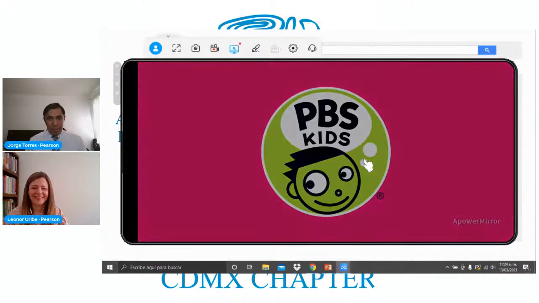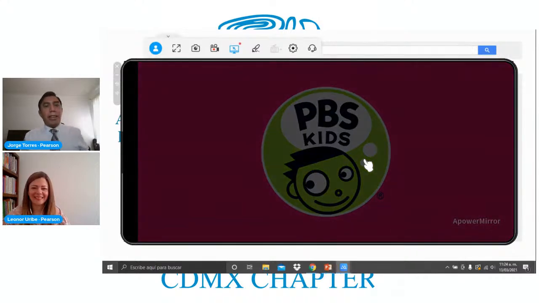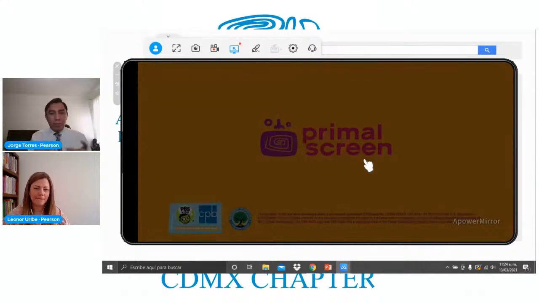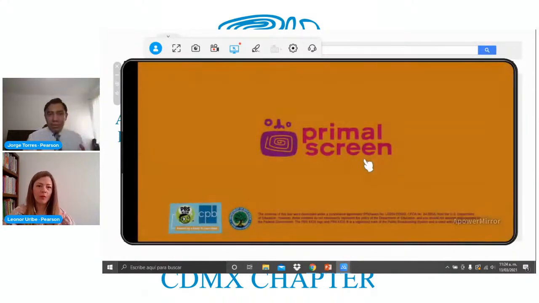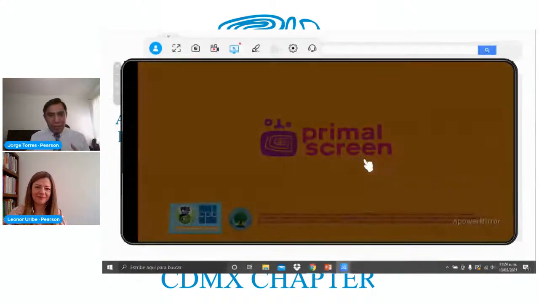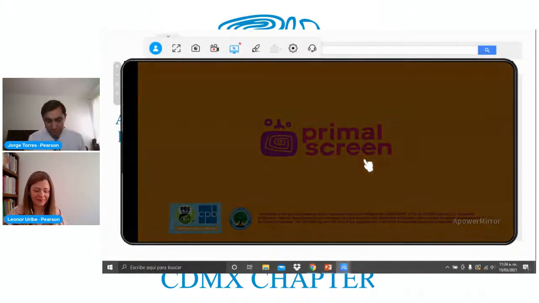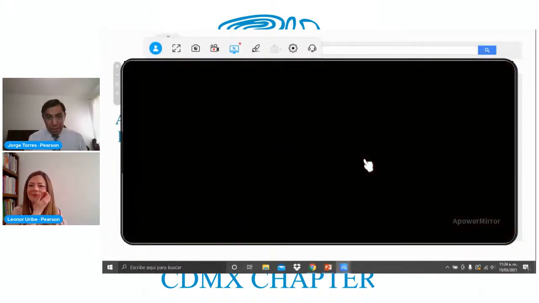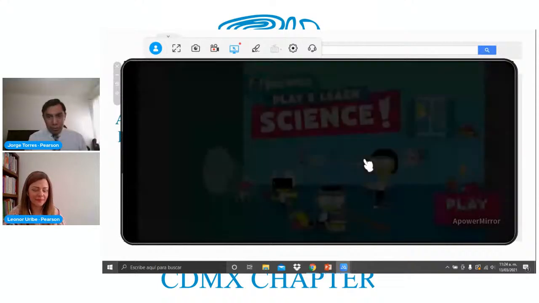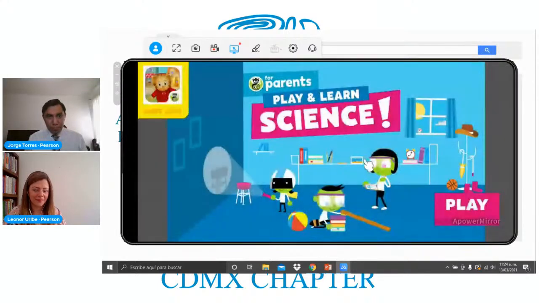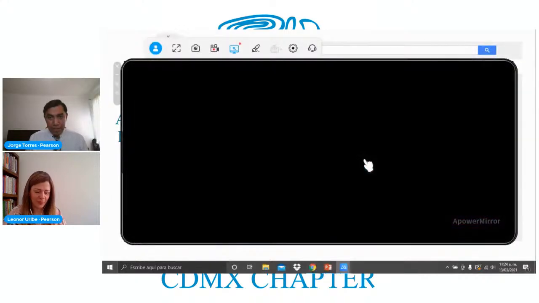So this application allows students to experiment with situations related to science. They will have to complete some examples, some activities, and discover the information behind the experiment, behind the game. I'm having a little lag in my app. There you go, it's loading. So this is how it looks. I'm going to click on play.